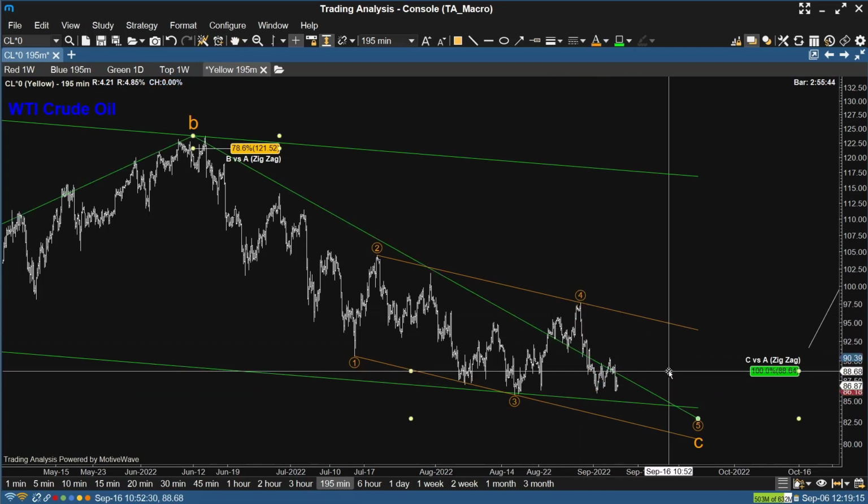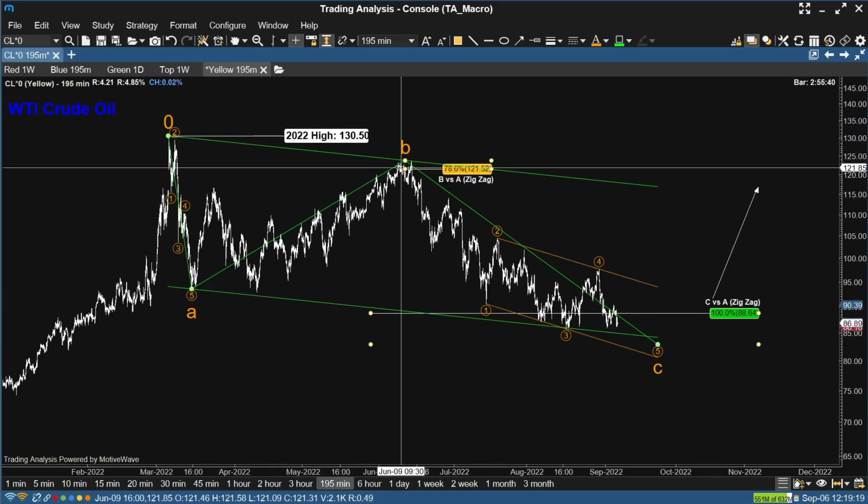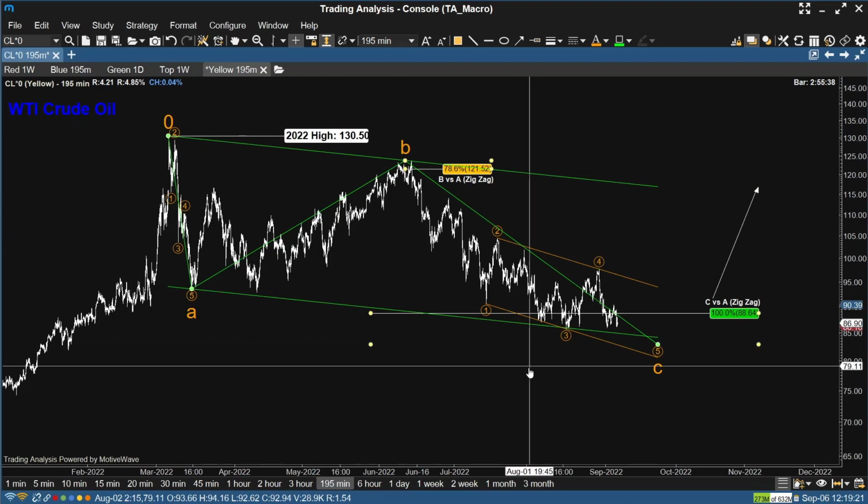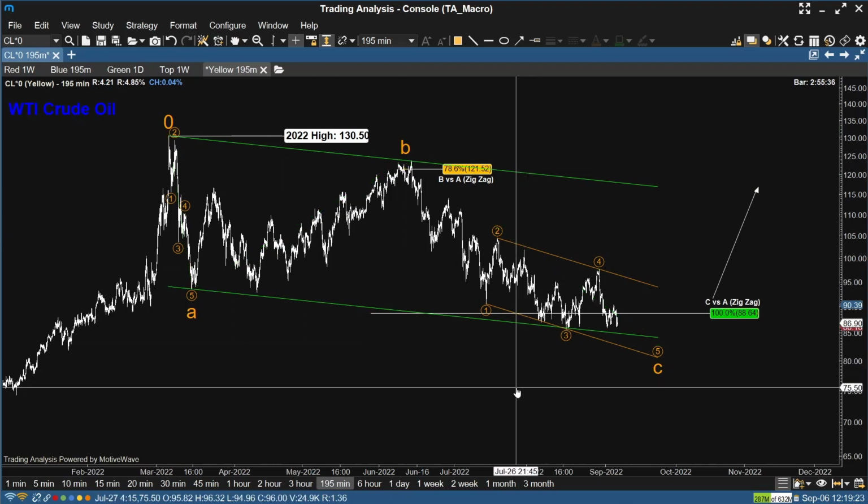In addition to the equality projection of wave C compared to wave A, we also have the corrective trend channel in green. So when we put all of this together, we are offered support at the 50-week moving average, uptrend support from November of 2020 through November of 2021. We have our equality projection of C compared to wave A, and we also have our parallel trend channel.